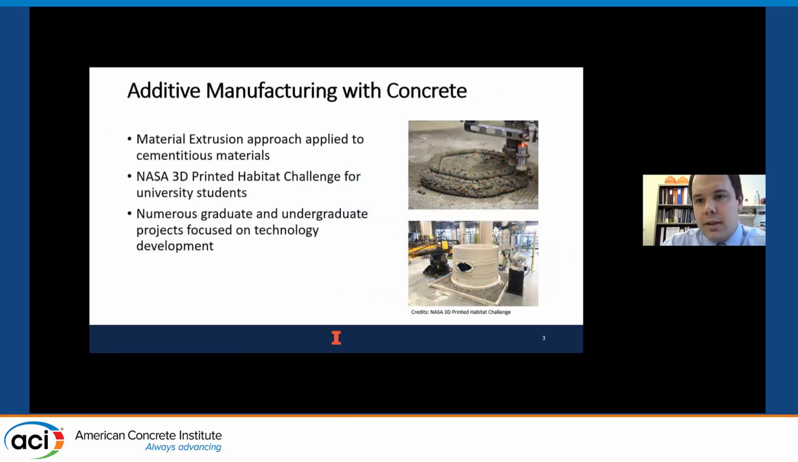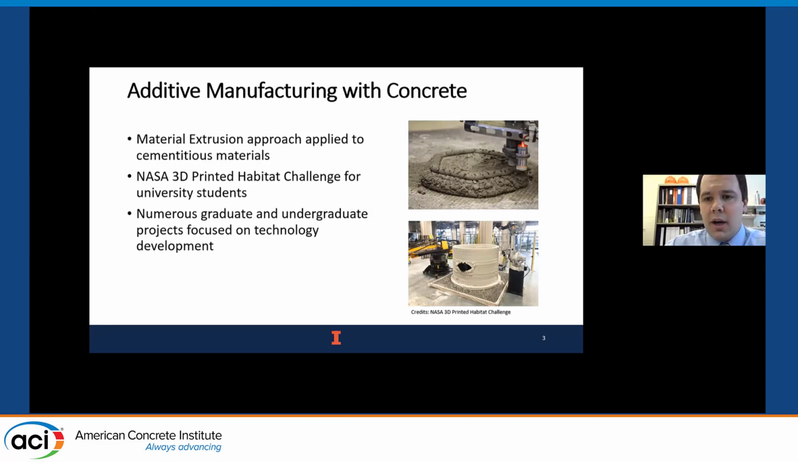So this move to apply additive manufacturing techniques to concrete has really grown up in the last 5 to 10 years, whereas the technology itself has been there for decades. It was only recently that we said, hey, what if we start sending concrete through that machine, not just some type of plastic where we were making toys.